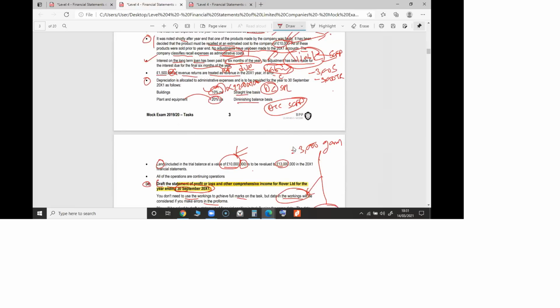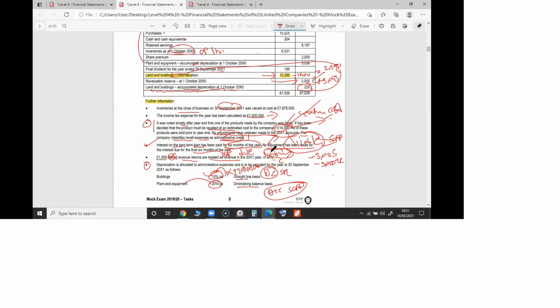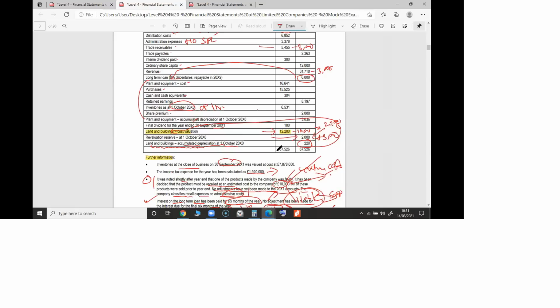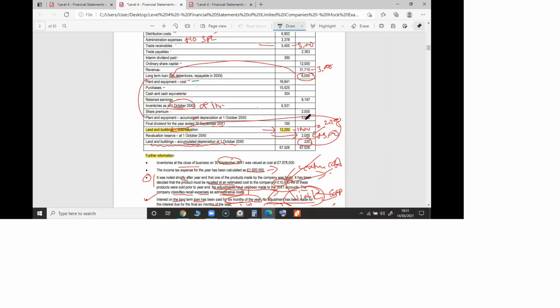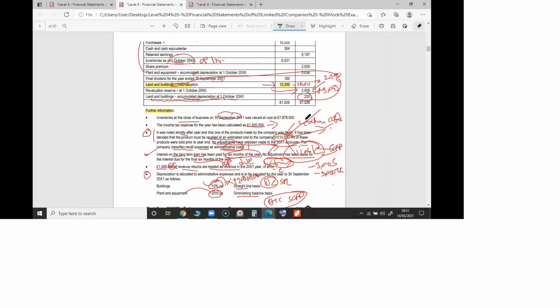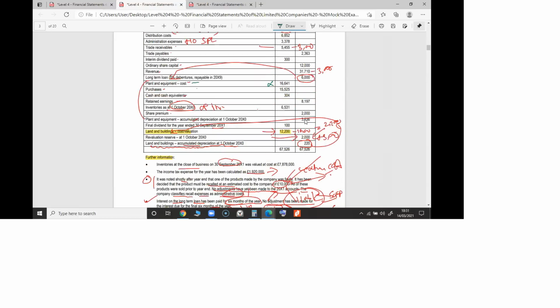20% they said plant and equipment on a diminishing balance method. So I'm taking another color pen just for this one. Plant and equipment, no? Yes, 16,641. Plant and equipment, 16,641. Do you do 20% on that? Of course not. You need to take away what? Accumulated depreciation, which is 3036, isn't it? Can someone do the work and give me a figure? Minus 3036 times by 20%.